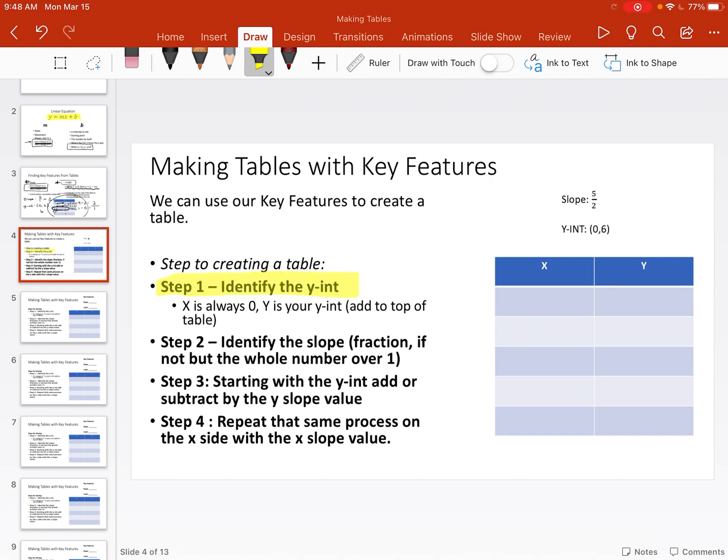Step 1 is identify the y-intercept. And if you also see here, it says x is always 0, y is your y-intercept. Add that to the top of the table. So your first step is to find the y-intercept and put it at the top of the table. And again, x is always 0. Here's our information. I give you our y-intercept is 0, 6. We have 0, 6. Remember, this is an xy pair. So we know in our x column we're going to have 0. In our y column we're going to have 6.